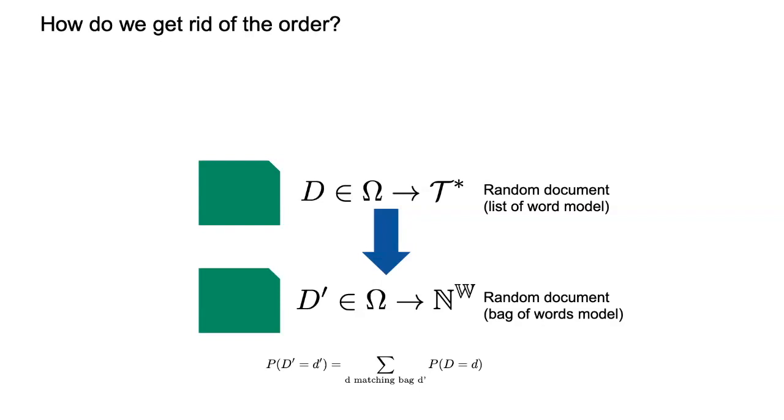You have all your documents that are lists of words. Now we are going to merge these documents, put them in a bag, and in the same bag we put all of those that are the same but in a different order. What does it mean in terms of probability?